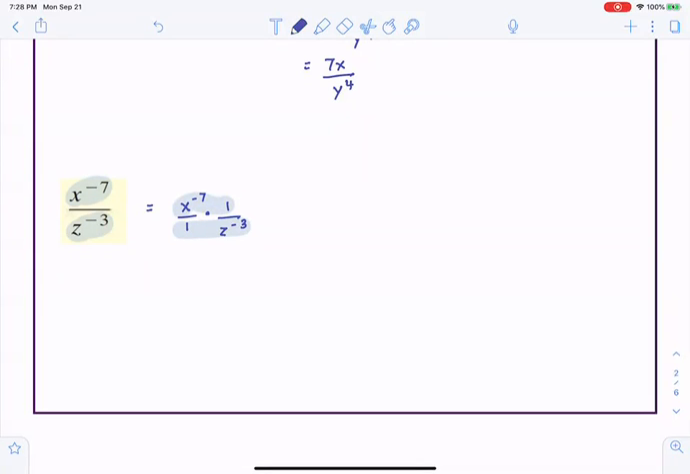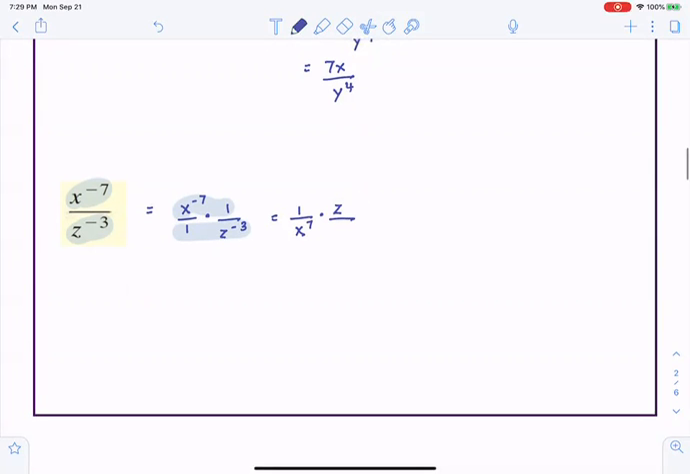Again, you don't have to do it the way I'm doing it. I'm doing this for instructional purposes, but once you have enough practice, you'd be able to do this without writing all this stuff. So if x raised negative 7 moves from the numerator to the denominator, we will have 1 over x raised 7. If z raised negative 3 moves from the denominator to the numerator, we will have z raised negative 3. Oops, positive 3. Divided by 1, which is the same as z raised 3 over x raised 7.